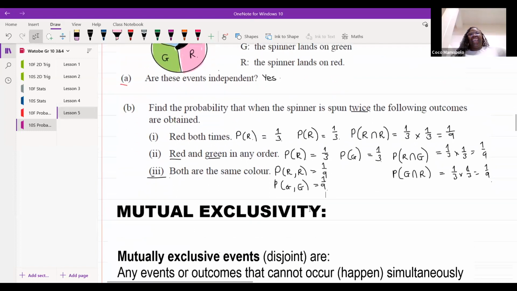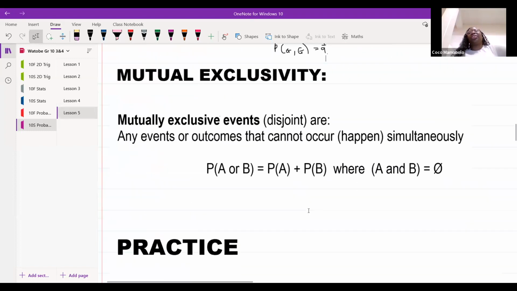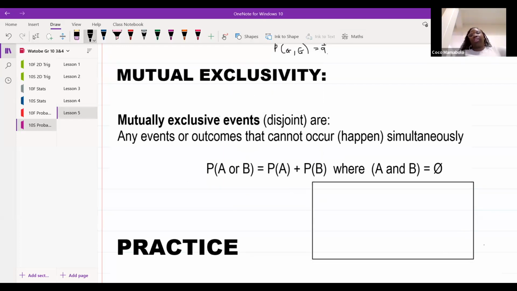Okay, all right. Let's talk about mutual exclusivity very quickly before we continue. So two events are considered mutually exclusive if they what? Who knows and can help us with mutual exclusivity? Who knows? Funzo. Funzo, what makes two events mutually exclusive?